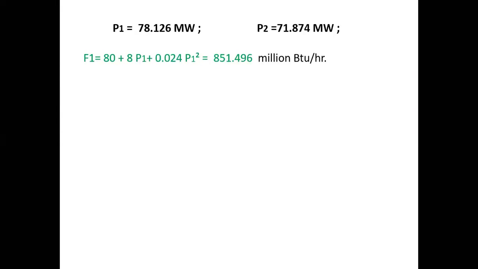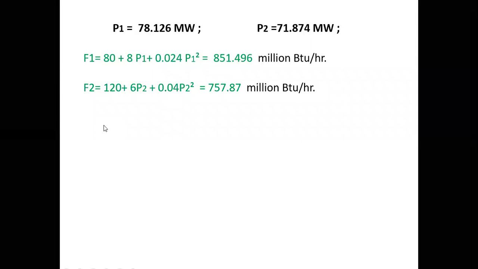So B8 is giving that F1 is 1609.2. The unit for F is not megawatt. You are representing megawatt. That is fuel cost. So let's look at the answers. When you substitute P1 in F1, you will get F1 value. When you substitute P2 in F2, you will get F2 value. Add these two, then you will get total cost in million BTU per hour.